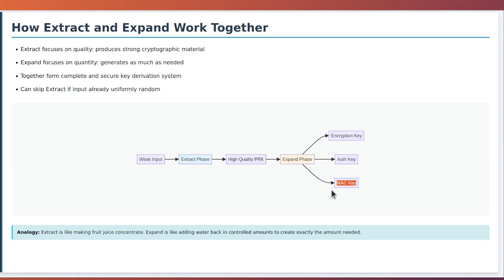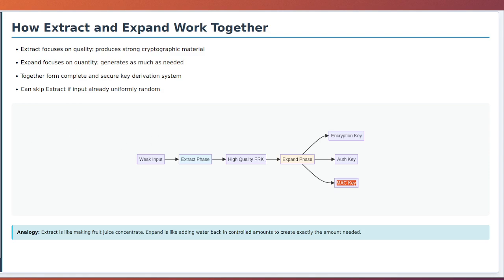Here's a real-world analogy. Imagine you're making fruit juice concentrate. The extract phase is like pressing fresh fruits and reducing them down to a concentrated syrup that captures all the flavor and nutrients in a compact form. The expand phase is like adding water back to that concentrate, but in a controlled way, to create exactly the amount of juice you need, with consistent quality throughout.